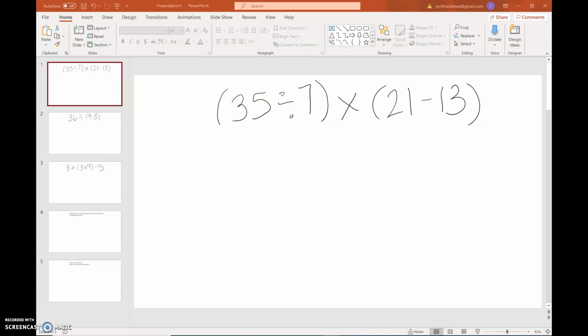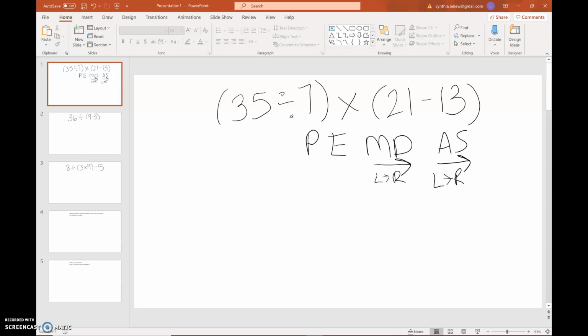So if your child saw this on their screen, the first thing they need to do is write PEMDAS: parentheses, exponents, multiplication, division in order that you see it from left to right, addition and subtraction in order that you see it from left to right. So they need that so they remember the order.